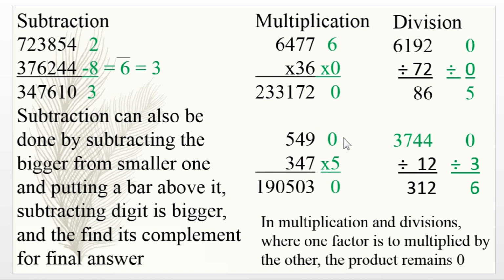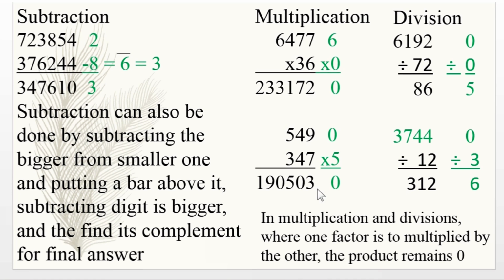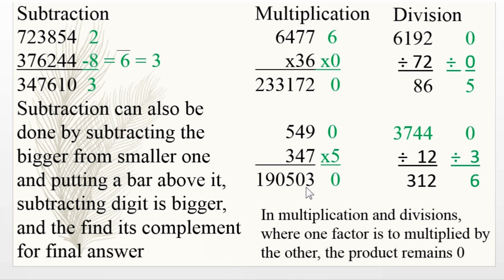And here I have taken this as 0, and the multiplicand is 5. So 0 into 5 is 0, and let's see the answer here. 5, 3, 8, and 1, 9, and that's gone. 9 is gone, 0 is left. So 0 is the answer.